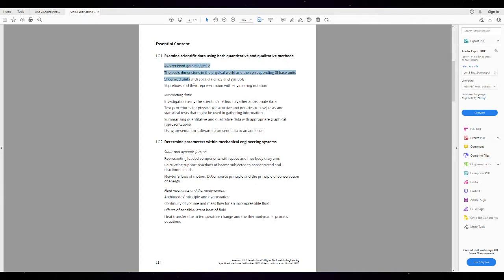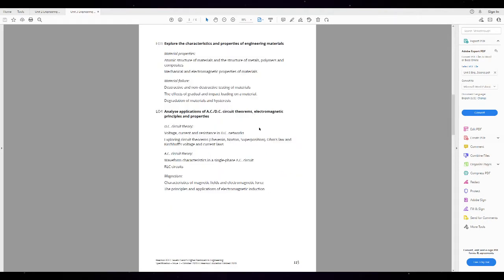SI units, which should be fairly straightforward, and presenting practical data. Skipping to learning outcome 3 for the test procedures, you've got destructive and non-destructive testing of materials. I would like us to do a destructive test of a material on our tensometer.